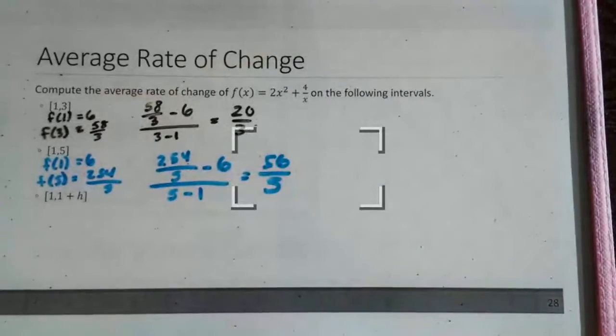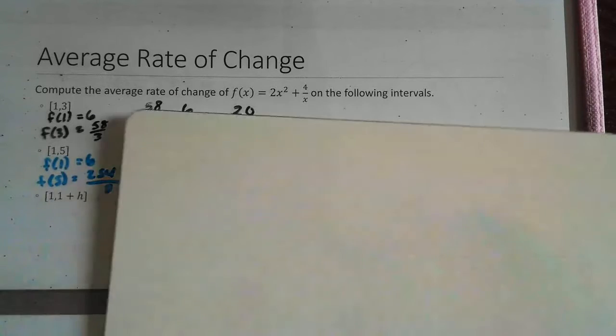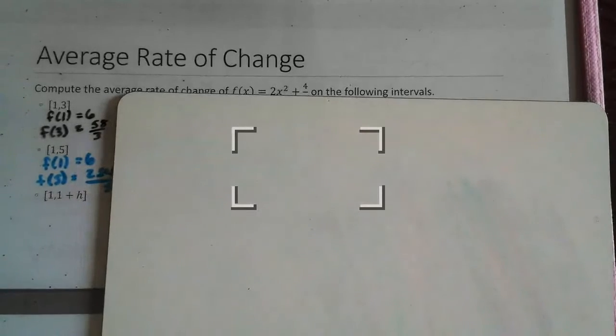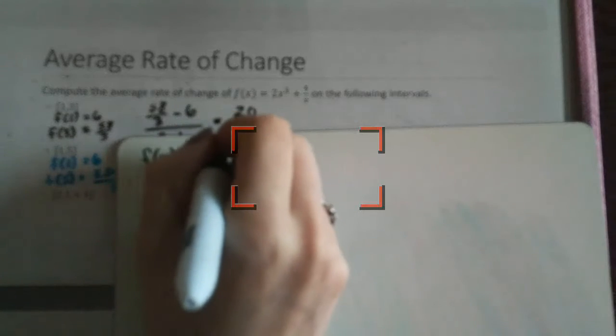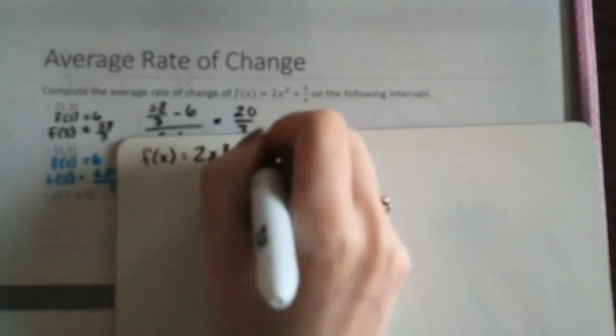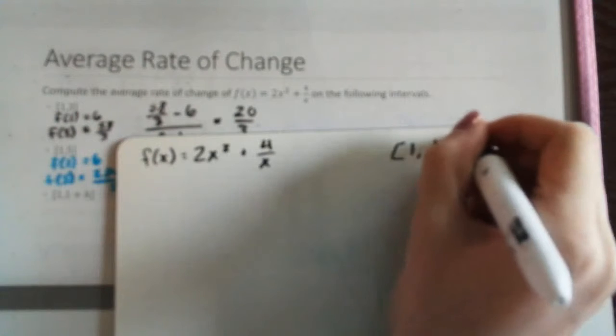The last one we want to do on this slide is looking between 1 and 1 plus h. This looks really complicated and it's going to take some space, but as long as you follow the same steps we've been following, we'll be okay. I'm going to start on a blank whiteboard just so I know I have enough space. We're looking at f of x is equal to 2x squared plus 4 over x. We want to look on the interval from 1 to 1 plus h.